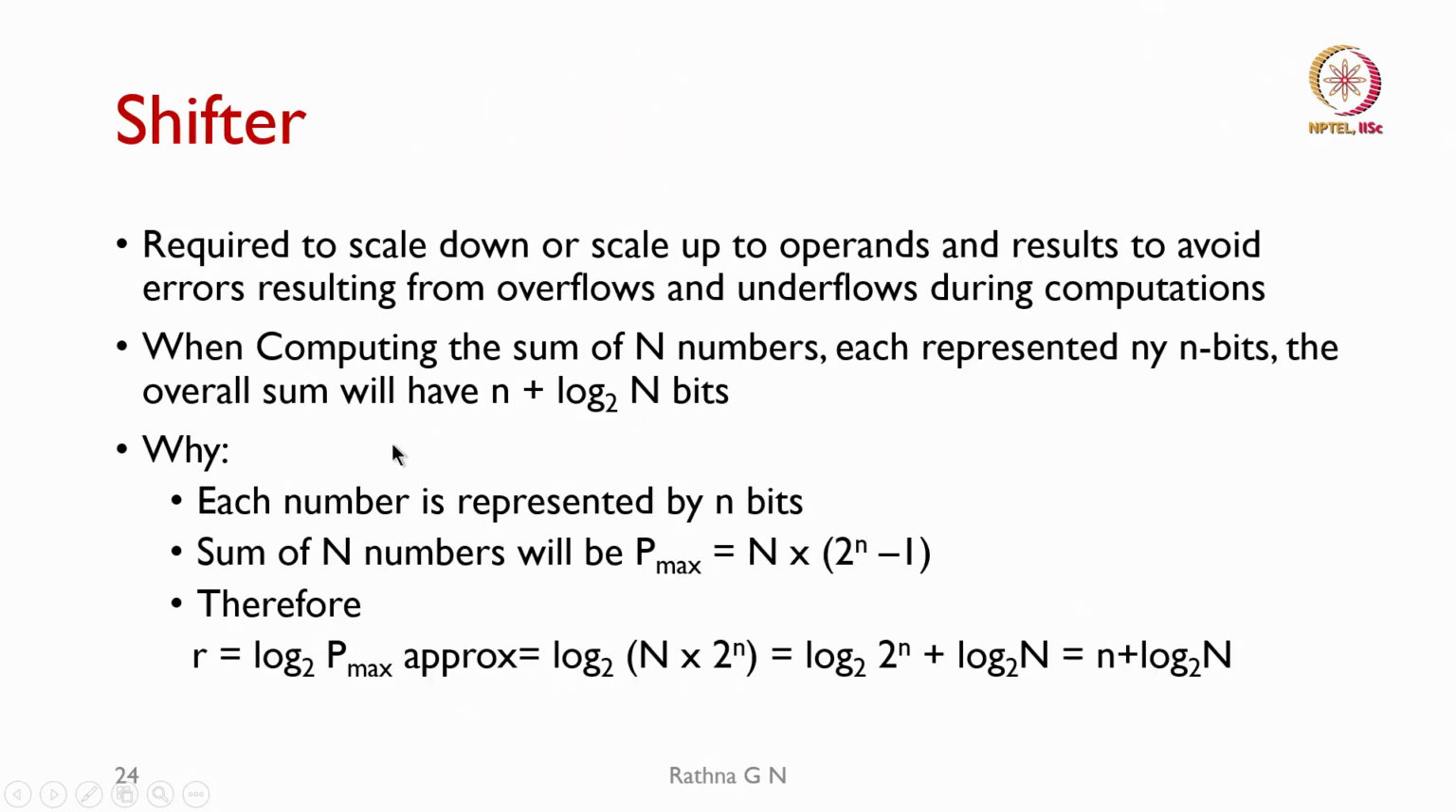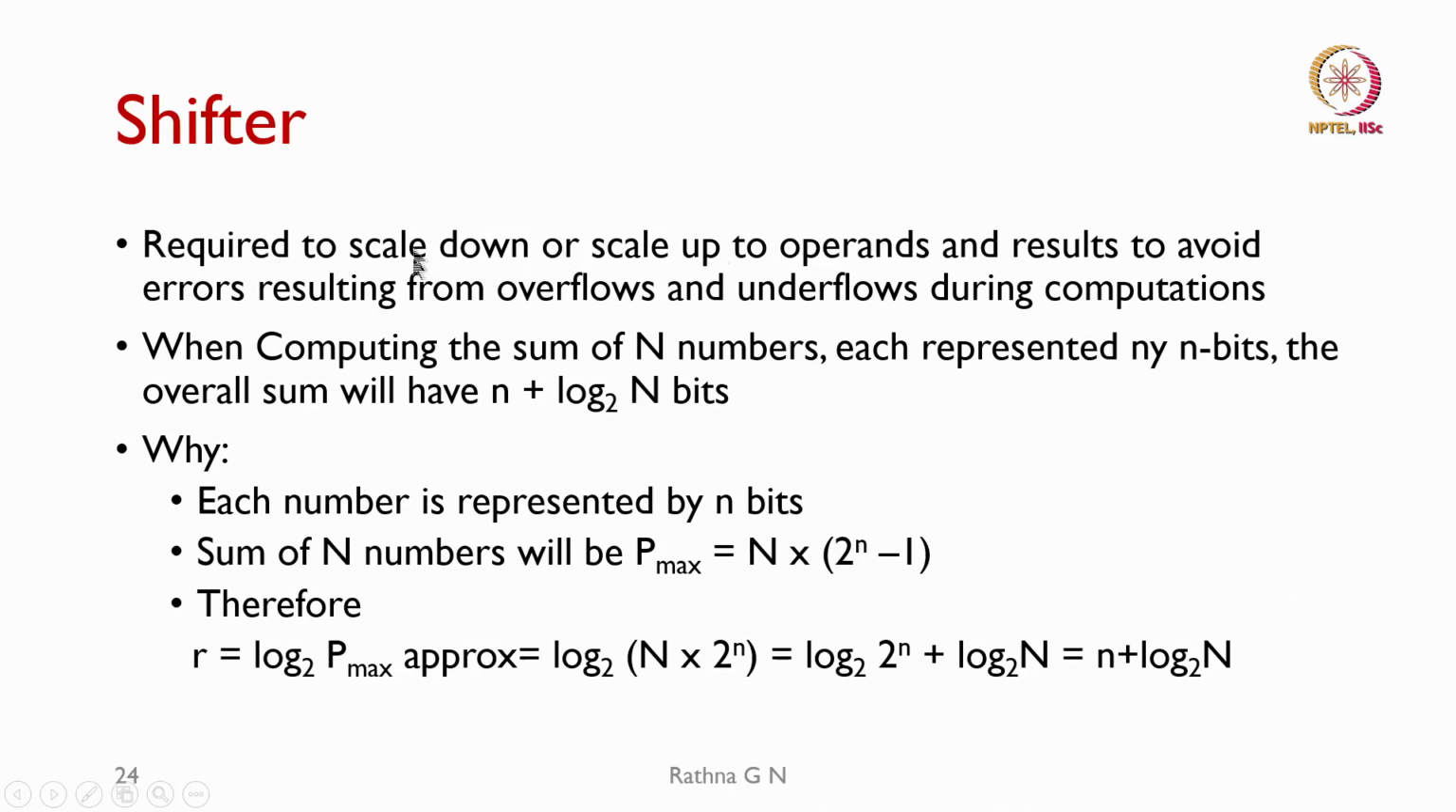The next one is that after the multiplier we need the shifter. First, why do we need the shifter? It is to scale down or scale up operands and results to avoid errors resulting from overflows and underflows during the computations. As we saw in the previous example, we scaled down all our numbers and then used them for our multiplication, converting integers into fractional numbers. So that fractional multiplication is not going to overflow.